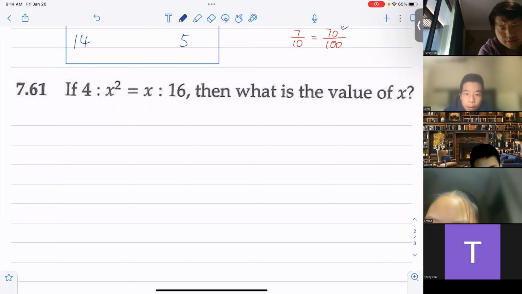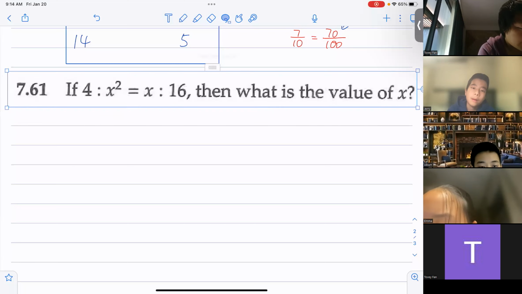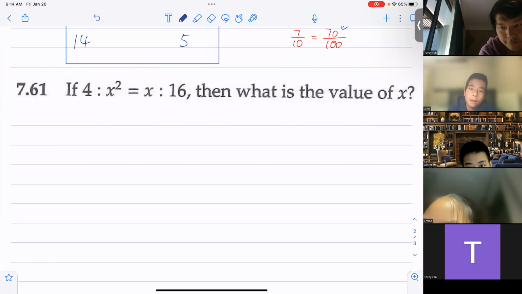What are ratios exactly? Ratios can be changed into what? Remember? Fractions. Very good, right? Ratios are actually fractions. So why don't we just change them into fractions and then solve the equation? Remember in chapter 5, we learned how to solve equations, right? So in this kind of question, we always change the ratio into fractions and solve the equation.